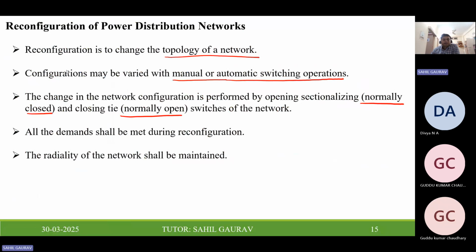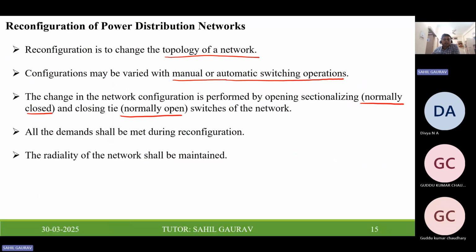The thing we have to keep in mind while solving the optimization problem for reconfiguration of power distribution networks is that all demands shall be met during reconfiguration.